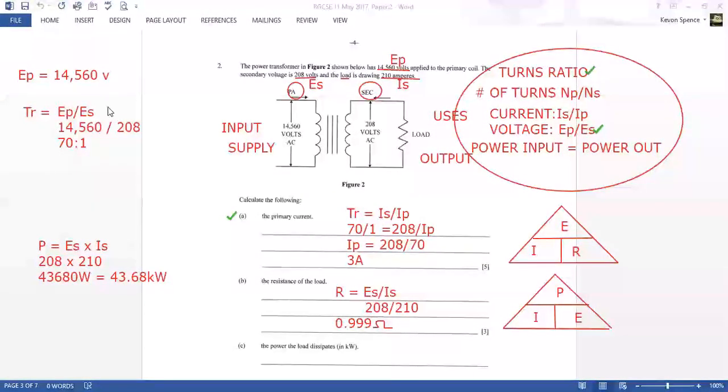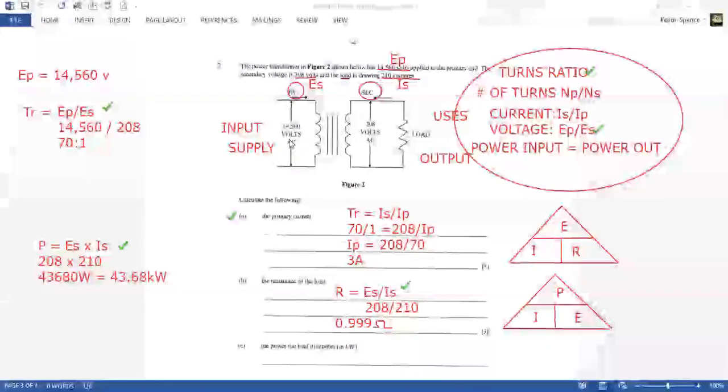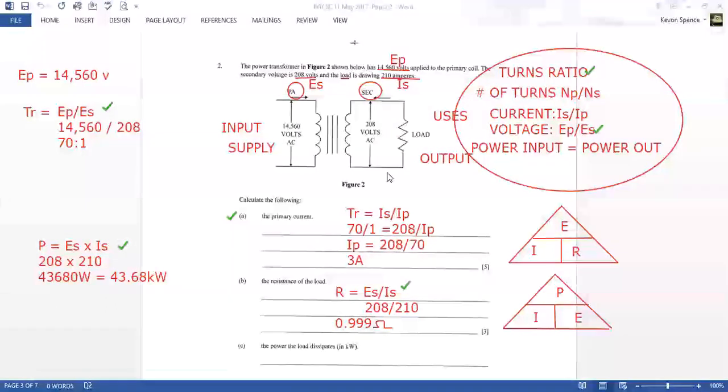Because we would have calculated our turns ratio from earlier, we would have been able now to calculate everything this question required for us. So in recap, whenever you're given a transformer calculation problem in words only, my advice is that you sketch a diagram that looks similar to this. You will always have your primary coil on the left, the secondary coil on the right.